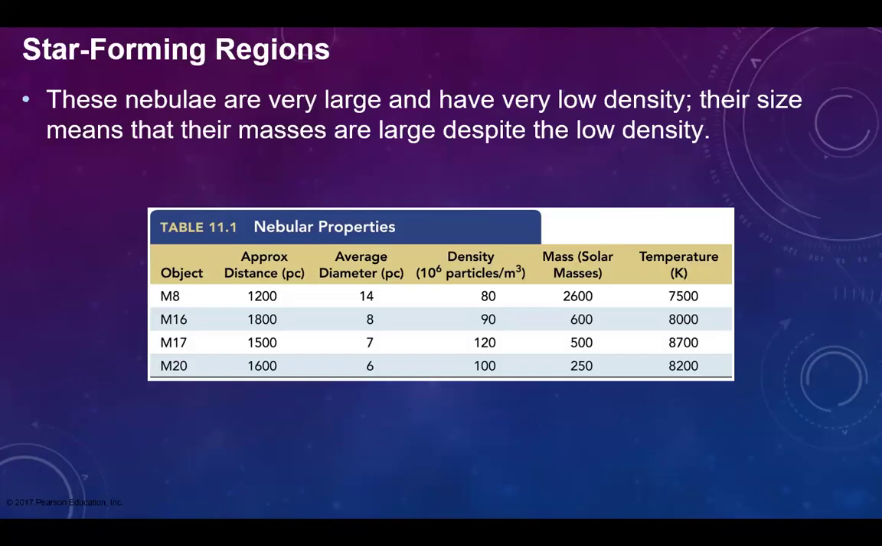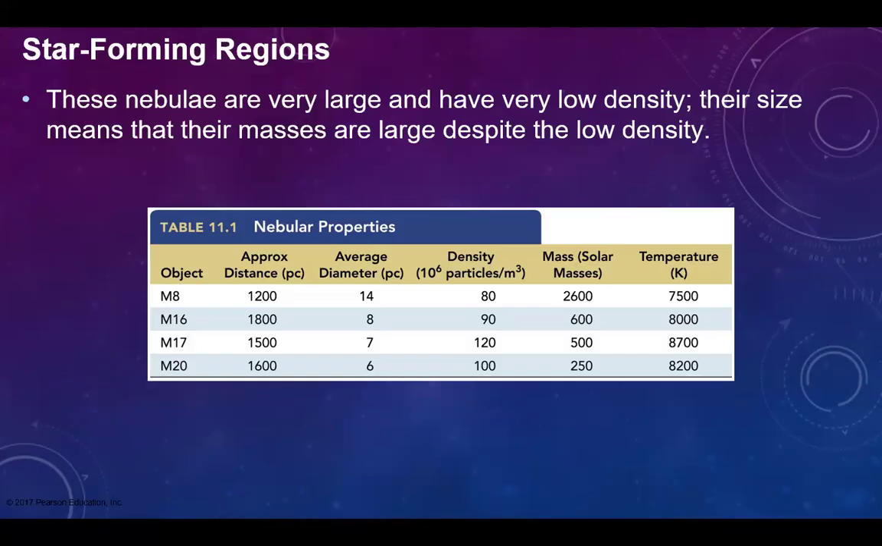So M8 is about 1,200 parsecs away. Its average diameter is 14 parsecs. It has a density of 8 particles per cubic centimeter. Its mass is 2,600 solar masses, and its temperature is 7,500 Kelvin.